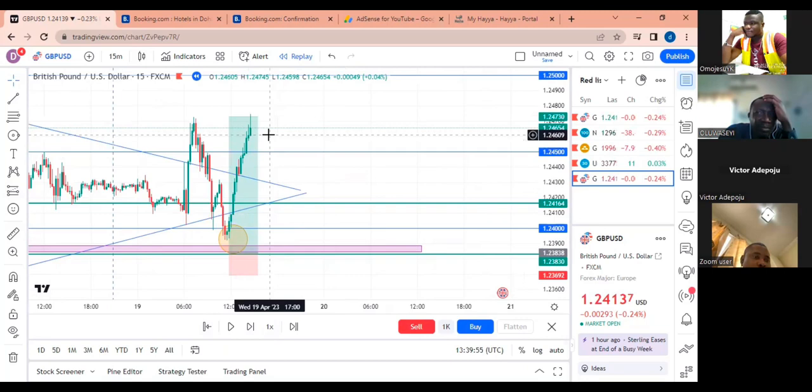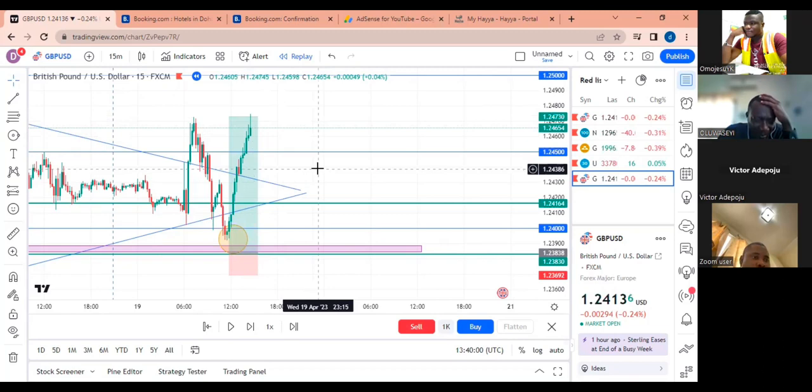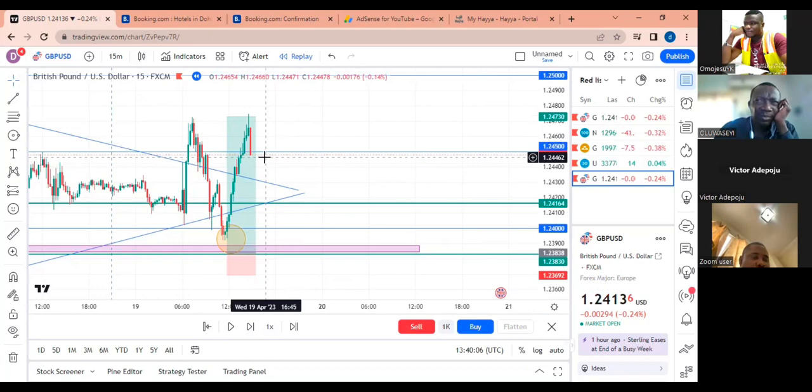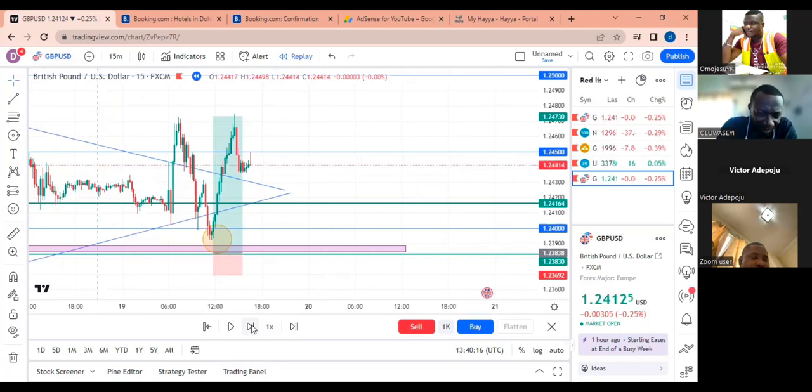There's a reaction to this candle here, so I'll take my profit here. I dropped this particular trade on the group, I can remember. We can see the reaction of the candle here again. This is around 3 p.m., so we are waiting for New York, to see if we can get an M here.